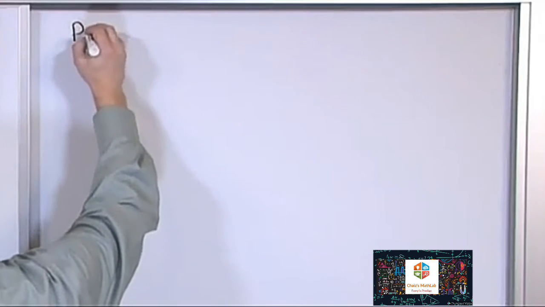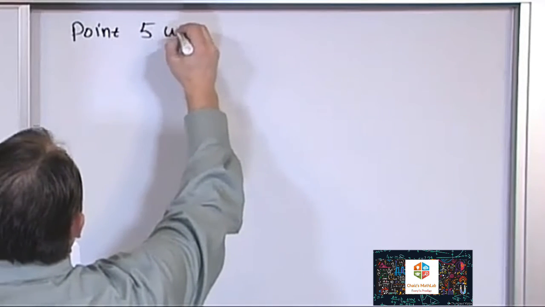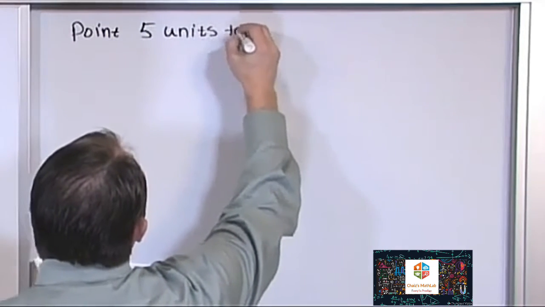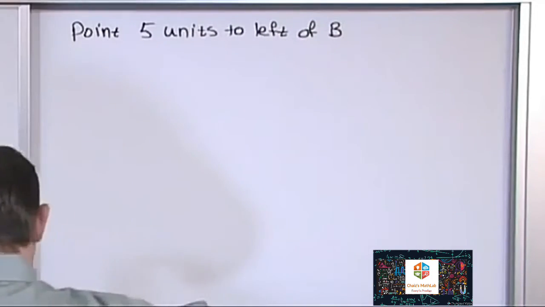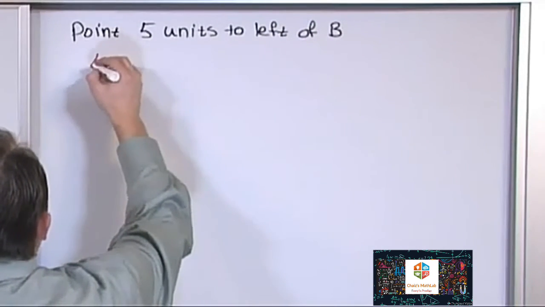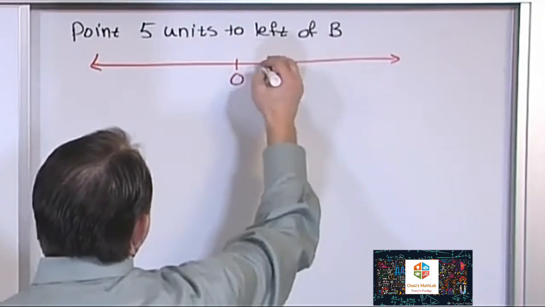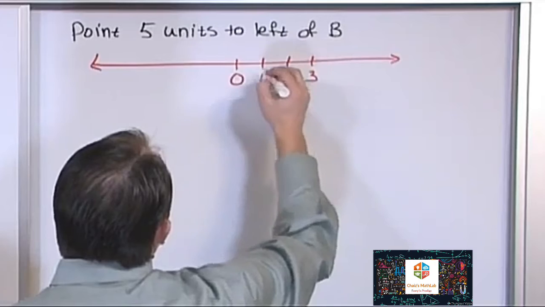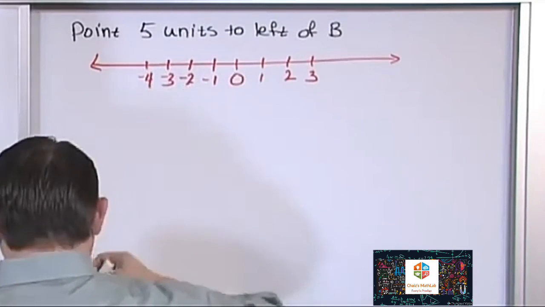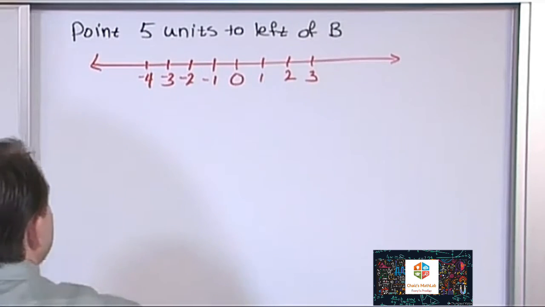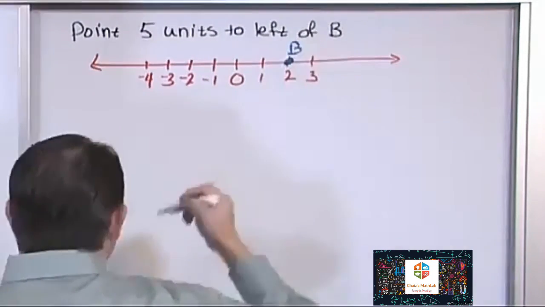We want a point 5 units to the left of B. 5 units to the left of B, and let's figure out where we're going to put B this time, just to kind of give you some practice. We're going to stick it in exactly the same place. 1, 2, 3, negative 1, negative 2, negative 3, negative 4. And B is going to be the same place as it was before. Just our initial starting point, the problem.